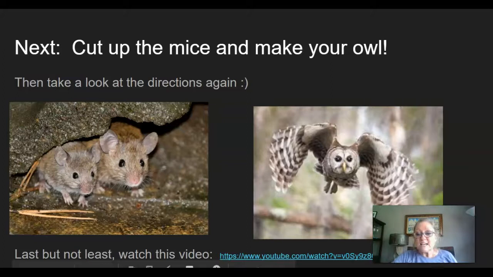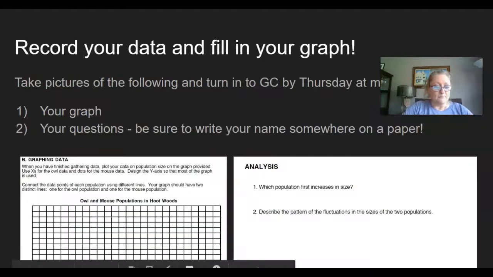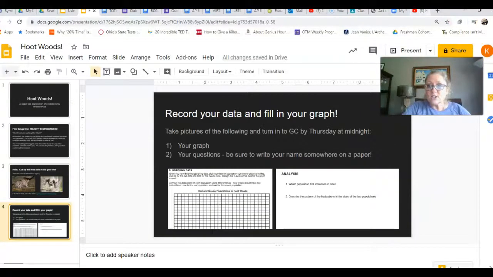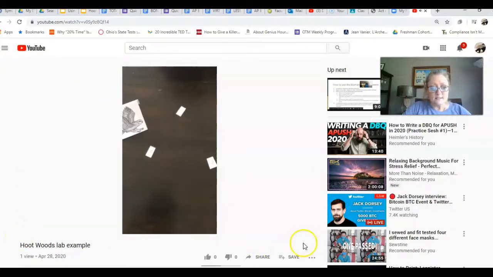Okay, let's take a look at what a couple of runs look like. So if you have questions about, okay, what do I do again? And what are the rules of this? Remember, read your directions and then check out this video. It will help you to continue with the lab. All right, let's take a look at the YouTube video here that I made for you lovelies.